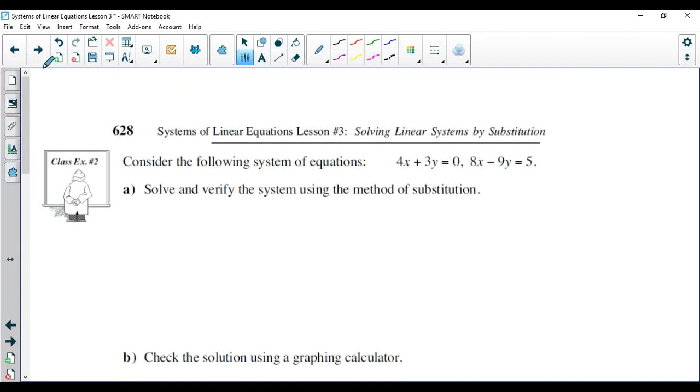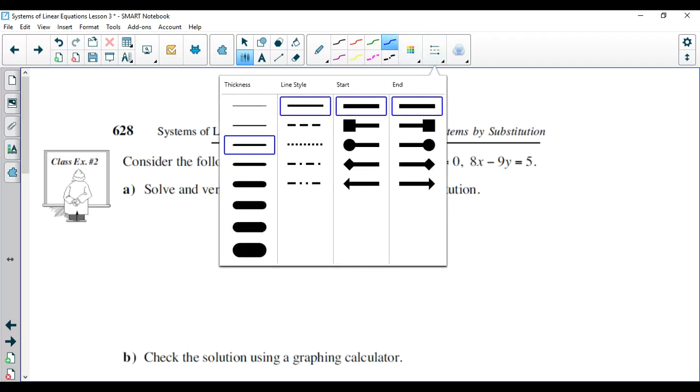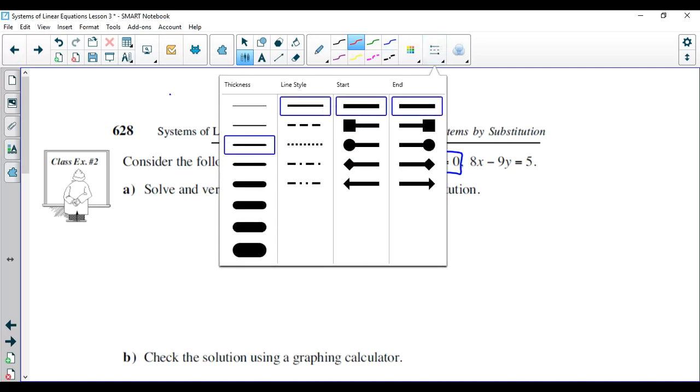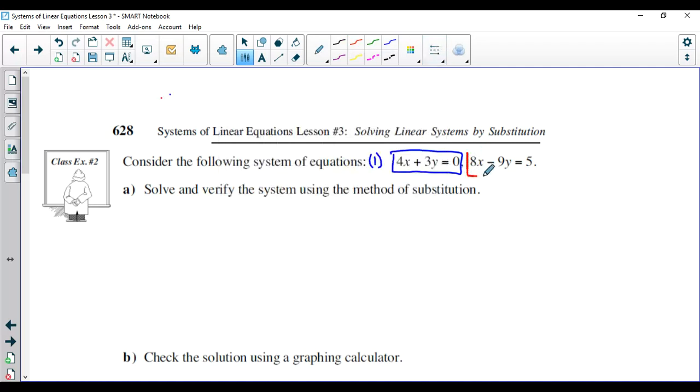Okay, we got another one here. It says consider the following system of equations. Solve and verify the system using the method of substitution. So once again, I'm going to start off by boxing these equations and numbering them. We'll say this is the blue equation, so we'll call this equation number 1. And we're going to box this equation and call it equation number 2.